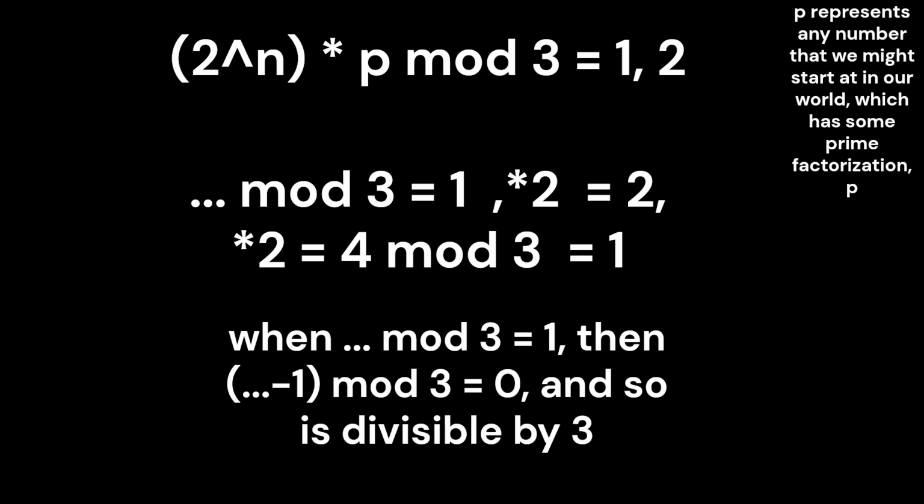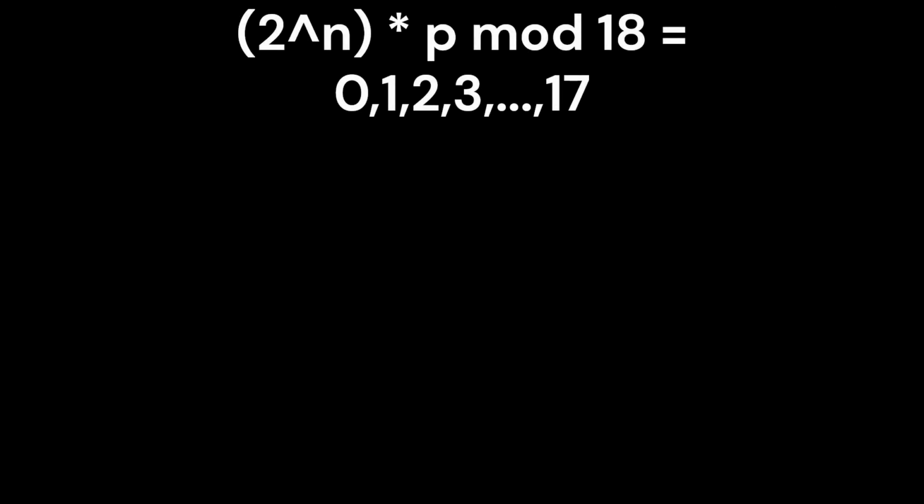But just because there are infinite divide by 3's doesn't mean there's infinite divide by a single 3's. We need to repeat this, but with 2 to the n times p mod 18, where again p is the prime factorization of the number that we're checking for ancestors from.